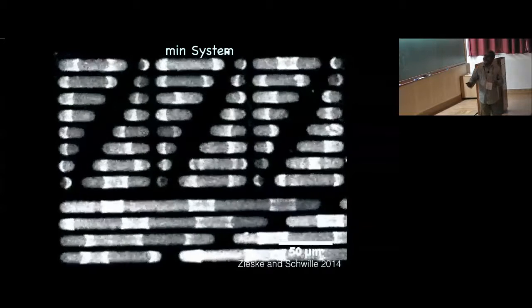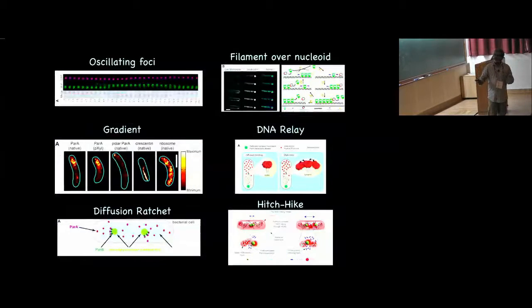So coming back to the DNA segregation, this protein belongs to the same family as the initial models, where they form an oscillating foci, just like the MinD protein, and that oscillating foci segregates the plasmids. But later models proposed that there are filament-like structures visualized in the cell, and there is a filament on the nucleoid that takes the plasmid and is involved in plasmid segregation. Then a gradient model came up, where a gradient of this protein itself can be visualized inside the cells by super resolution microscopy.